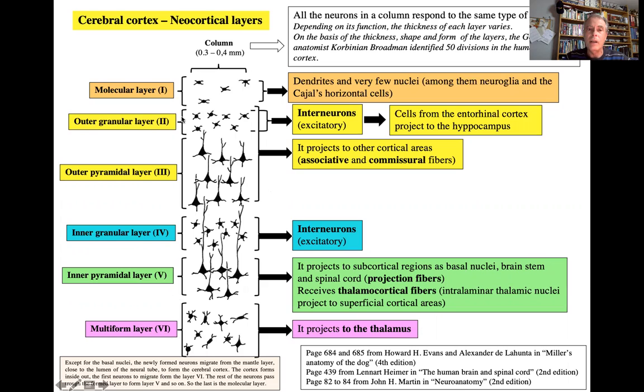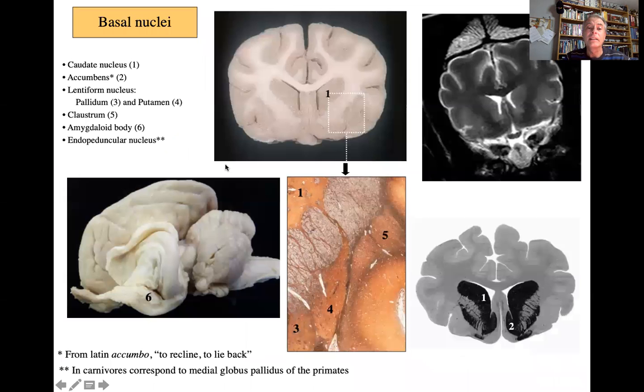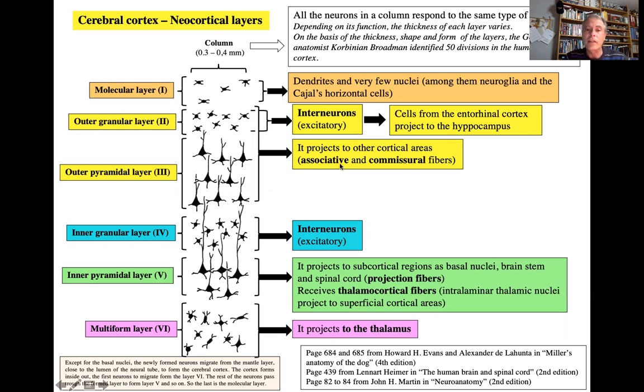The outer granular layer is formed mainly by excitatory interneurons. And this layer is particularly interesting in the entorhinal cortex that we will identify later on. This entorhinal cortex projects to the hippocampus. Then we have a pyramidal layer, the outer pyramidal layer, formed by neurons that project to cortical areas, forming associative and commissural fibers. So the commissural fibers come from the outer pyramidal layer.